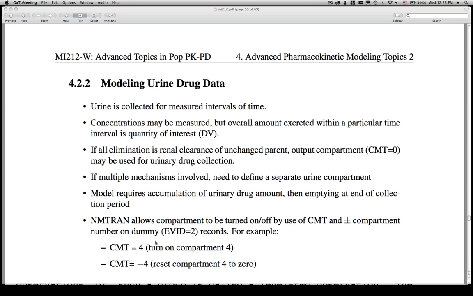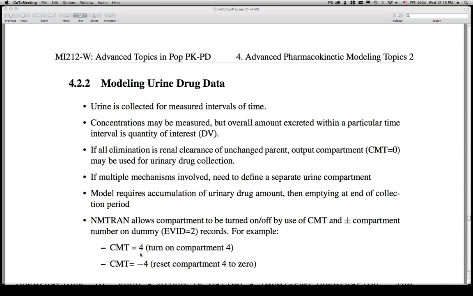So for example, if we specify a row where event ID is 2, that means other. There's no dose, there's no observation, we're just doing something else to the system. And we set CMT equal to 4, that in effect turns on compartment 4. Compartment 4 is open and allowed to participate in the mass transfer of the PK system.